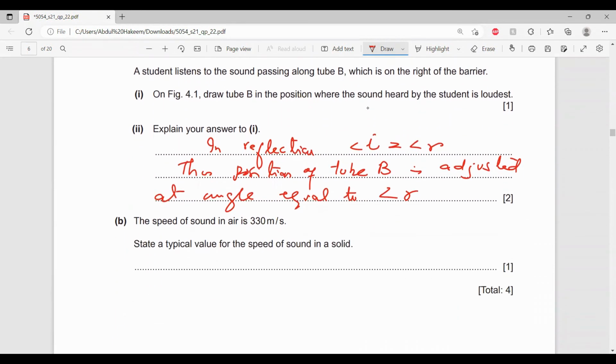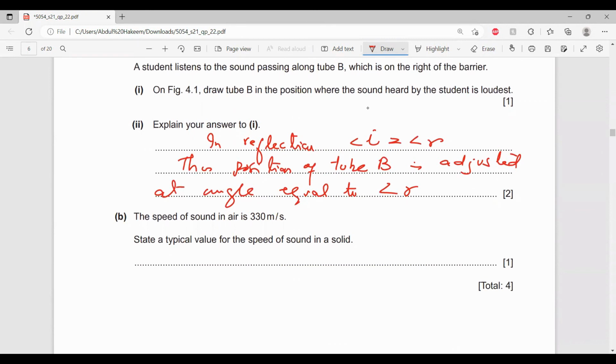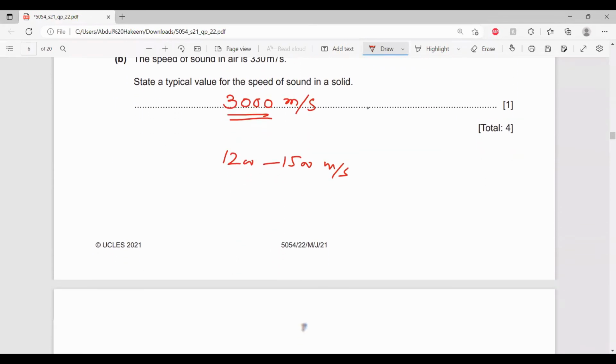Next, the speed of sound in air is 330. State the typical value of the speed of sound in a solid. We have done this in class. So it is approximately 3000 meters per second. In liquids, it's 1200 to 1500. In solids, minimum 3000. It can be more than 3000. So you have to remember these values.